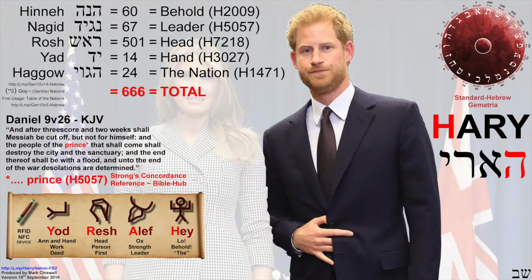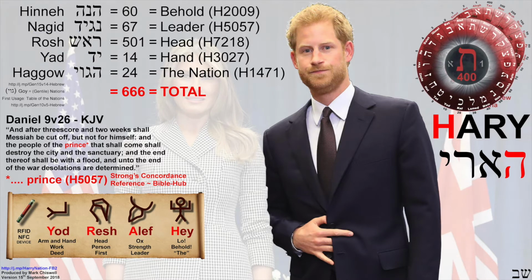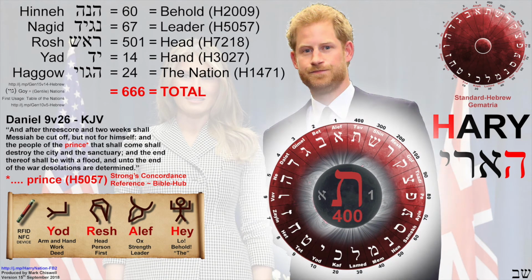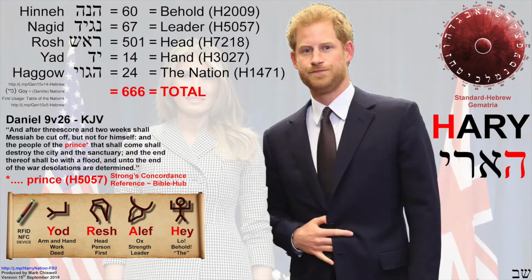When we go to the spelling of each of those words, the spelling for behold, the spelling for leader, head, and hand, we have the following Hebrew words: Hineh, Nagid, Rosh, and Yad. The Gematria for each of those Hebrew words using standard Hebrew Gematria is as follows: 60, 67, 501, and 14.